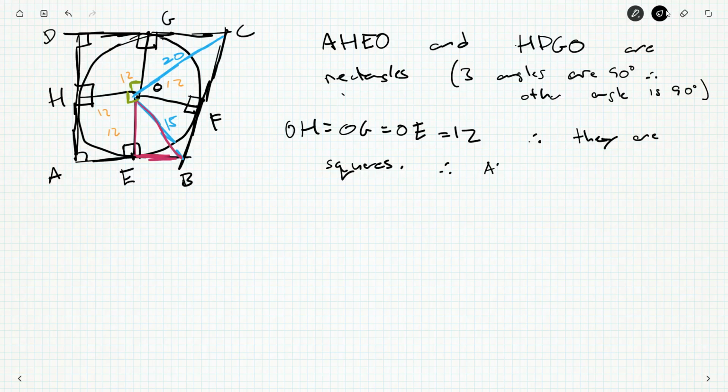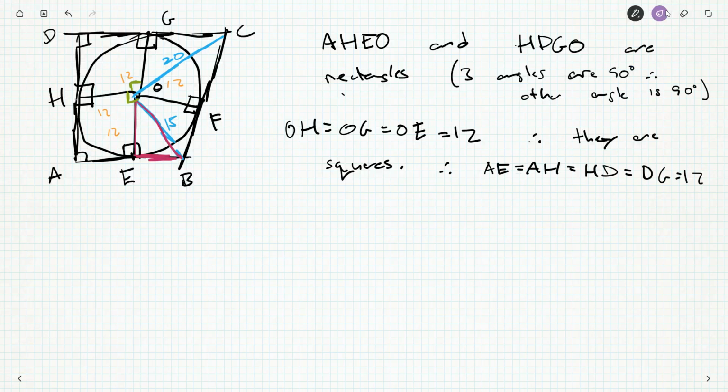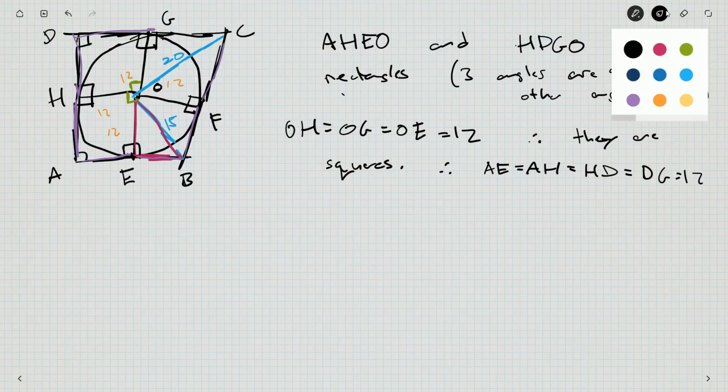And that tells me that AE is AH, is HD, is DG, and they're also all 12. Okay? So what we're going to do is compute the perimeter, but doing it piece by piece. So AH plus AE plus EB plus BF. We're just going to add them up piecewise. So we have 4 of them already done. We just need GC, CF, FB, and EB.